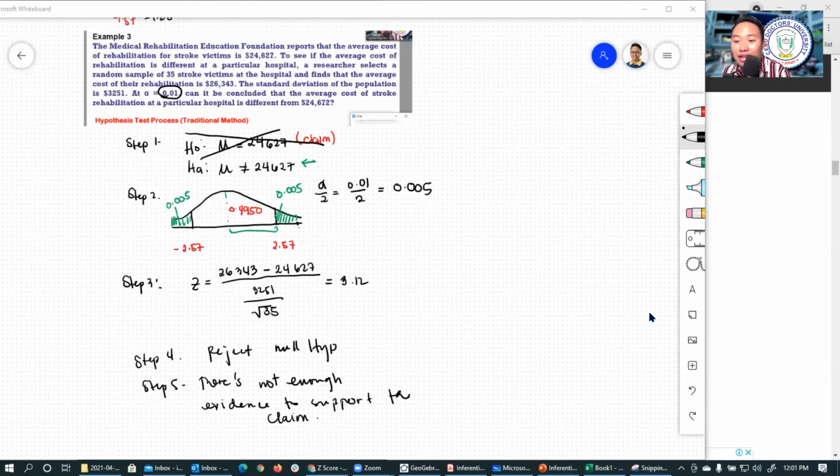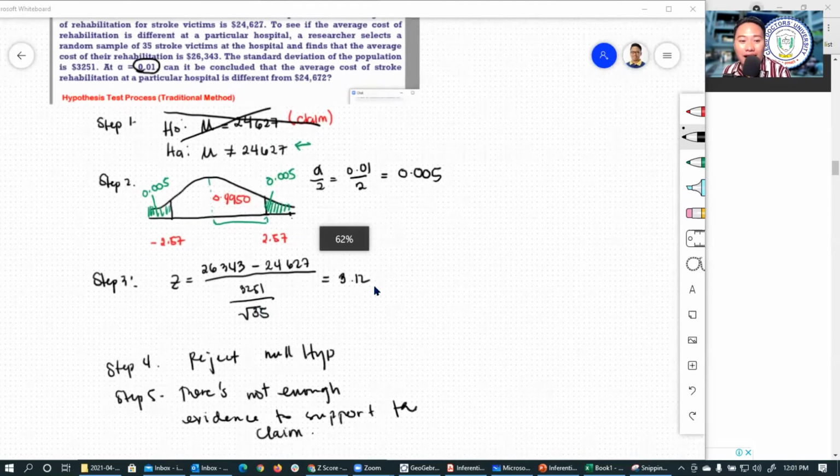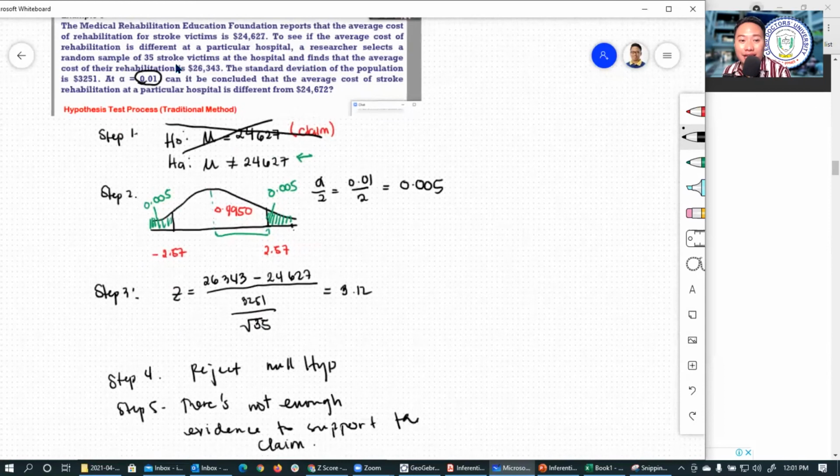Sir, in step 3, which is which at the end? Okay, the values. The 26343 is the sample mean. That's when the researcher selected 35 stroke victims and it produced a sample mean of 26343. The 24627 is the population mean for the stroke victims. And the 3251 is the population standard deviation, which is given in the problem. And the 35 is the number of stroke victims he picked.